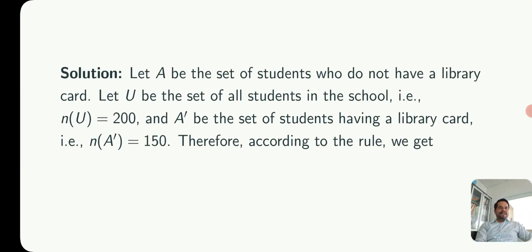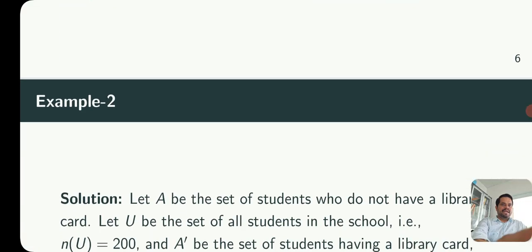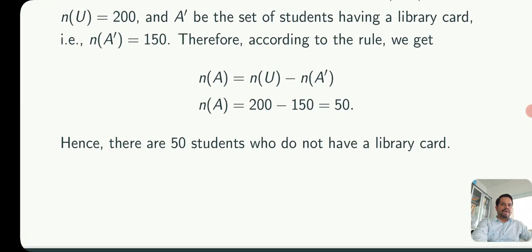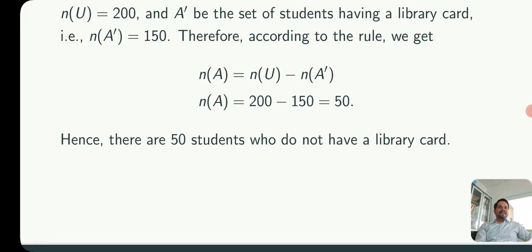So let A represent the set of students without a library card, U represent the set of all students in the school, and A dash, the complement of A, represent the set of students with a library card. We know that n of U is 200 and n of A dash is 150, and therefore, according to the subtraction principle, n of A equals n of U minus n of A dash. The number of elements in U is 200, the number of elements in the complement of A is 150. So we get 50 students who do not have a library card.